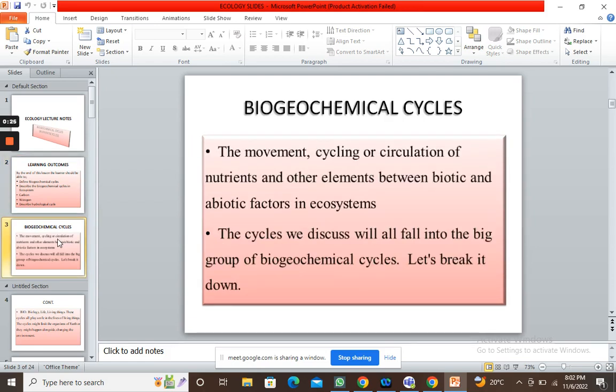So biogeochemical cycle, it is the movement or cycling of nutrients and other elements between biotic and abiotic factors in ecosystem.